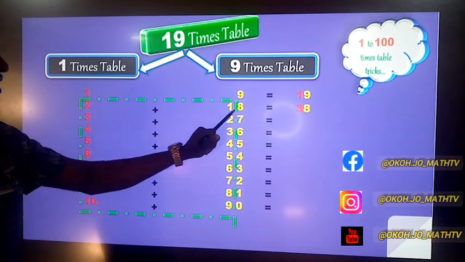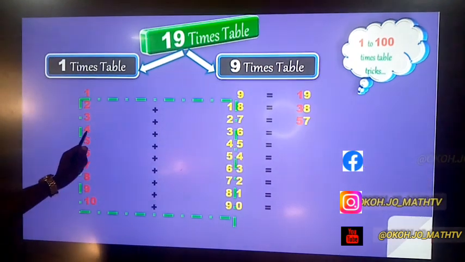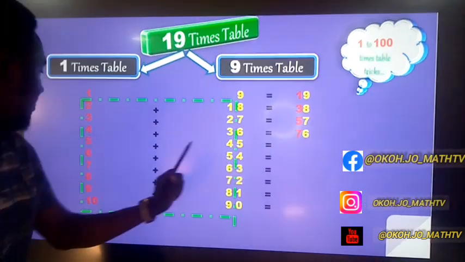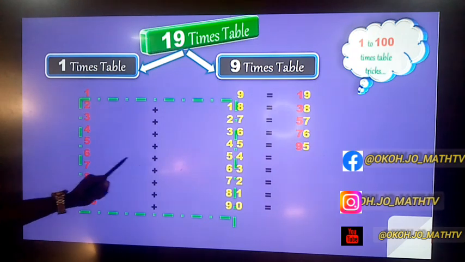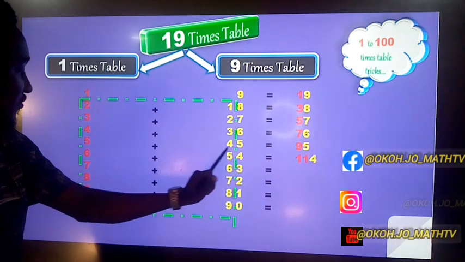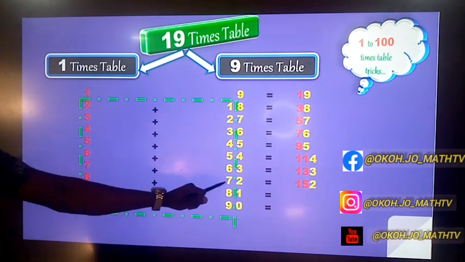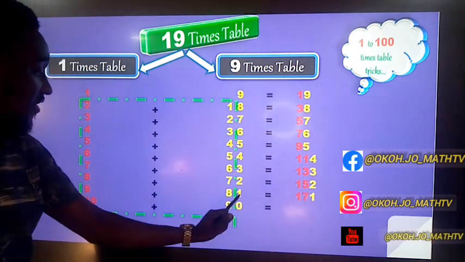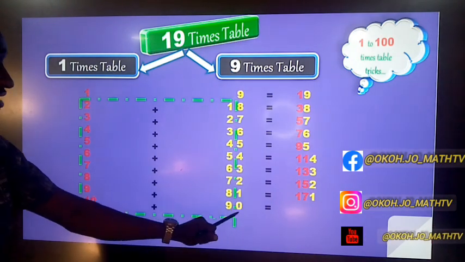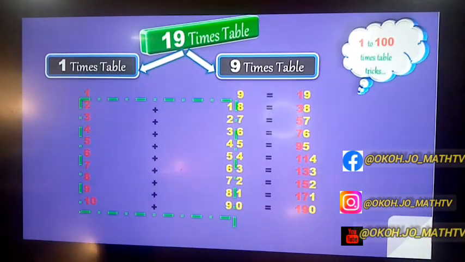So 2 plus 1 is 3, then this 8. Is that okay? 3 plus 2 is what? 5, then this 7. 4 plus 3 is what? 7, then this 6. 5 plus 4 is what? 9, then this 5. Is that okay? 6 plus 5 is what? 11, then this 4. Exactly. 7 plus 6 is 13, then this 3. 8 plus 7 is what? 15, then this 2. 9 plus 8 is what? 17, then this 1. Then 10 plus 9 is what? 19, then this 0. You can see everything here is your 19 times table. So let's look at another example.